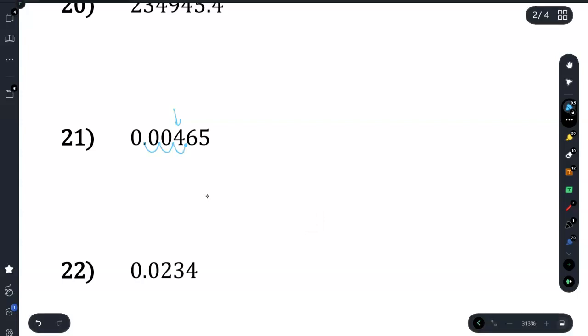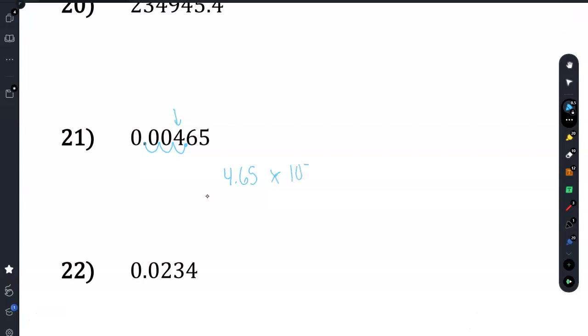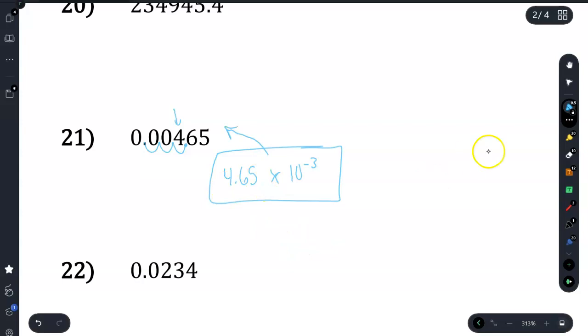With this one, I can see that I have zeros. The first digit I have is 4, so I want to move my decimal place here. How do I get there? 1, 2, 3 times to the right. So I have 4.65, and I'm going to multiply that by 10 to the negative 3. Once again, if you work backwards, you should be able to double check yourself and make sure that you at least get back to where we started at, not where we were after we moved it.